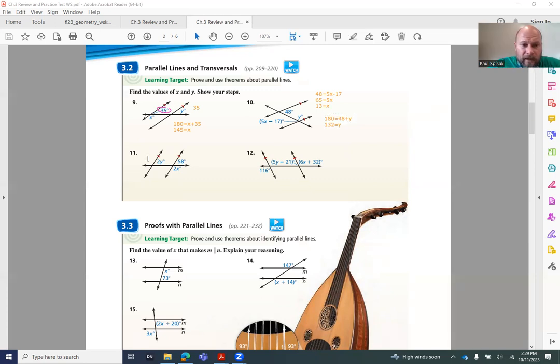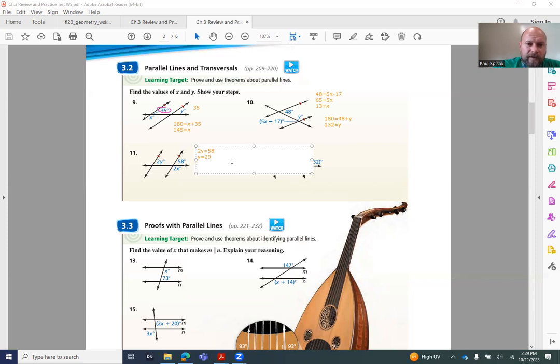All right. On number 11, we have 2Y, 58, and 2X. Well, again, we have to look to see which ones are congruent and which ones are supplementary. So 58 and the 2Y will be congruent this time. Since they're congruent, we can set them equal. So we'll solve for Y first this time. So we have 2Y equals 58. Then divide by 2. So Y equals 29.